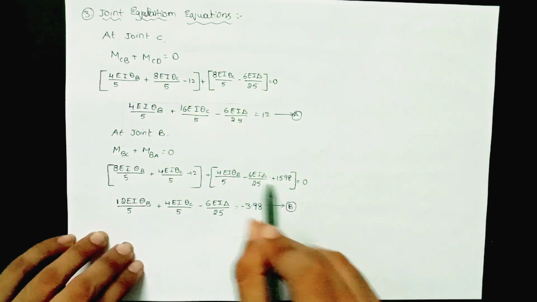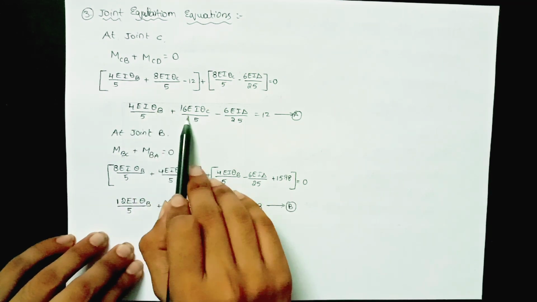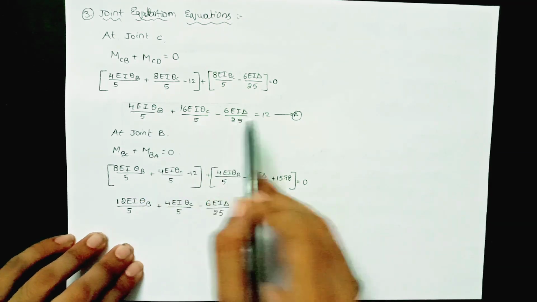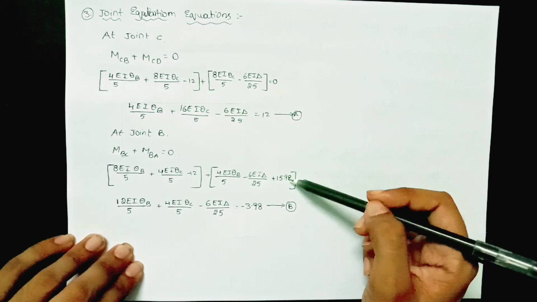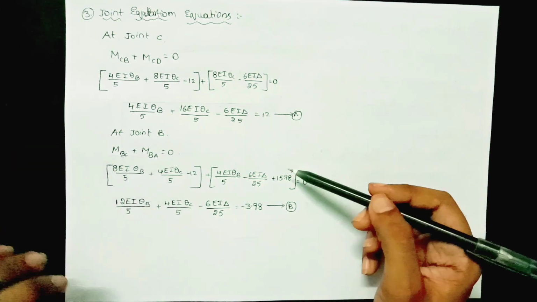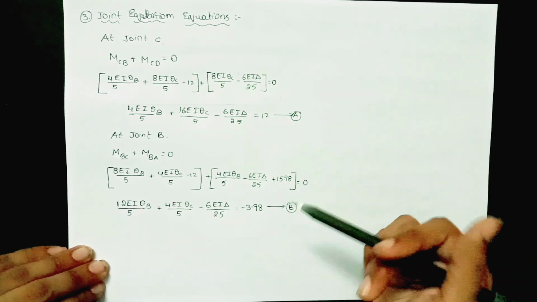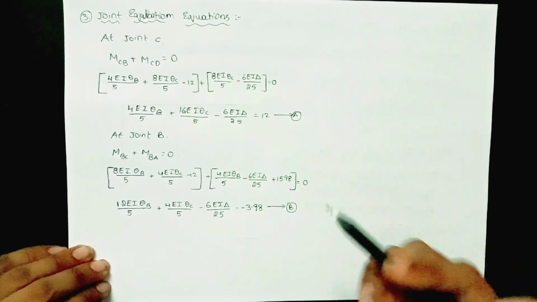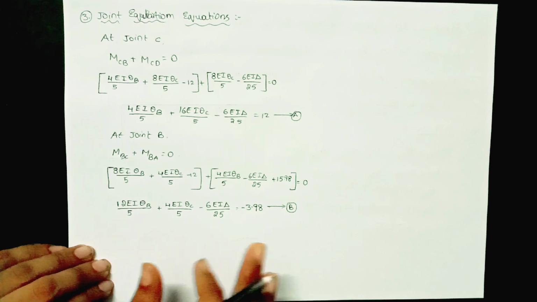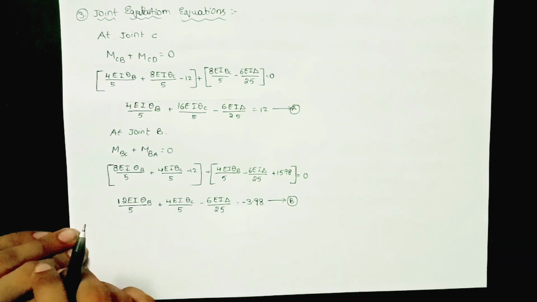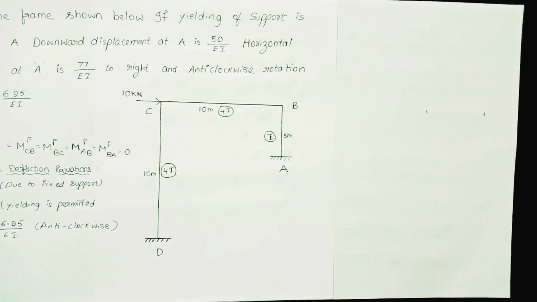Now we have to find the values of EI theta B, EI theta C and EI delta. There are three unknowns and we are having only two equations, so it cannot be solved by using these two equations. We have to use one more equation in order to solve the values. That equation is known as the shear equation, and to find the shear equation we have to use the shear condition. Before applying the shear condition, we have to know on which members we have to apply it.